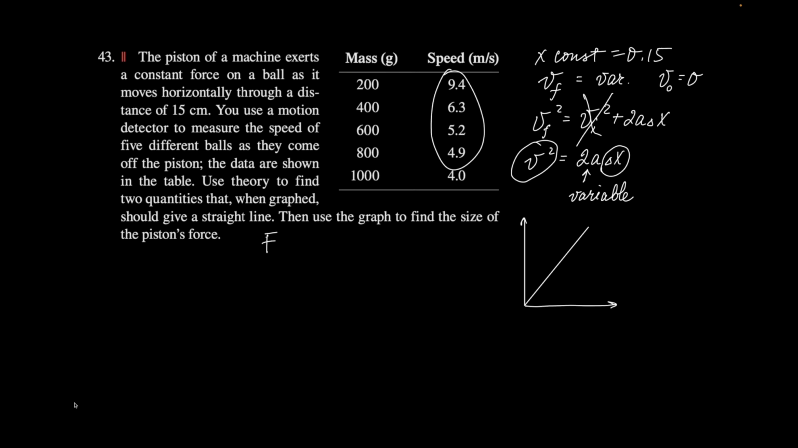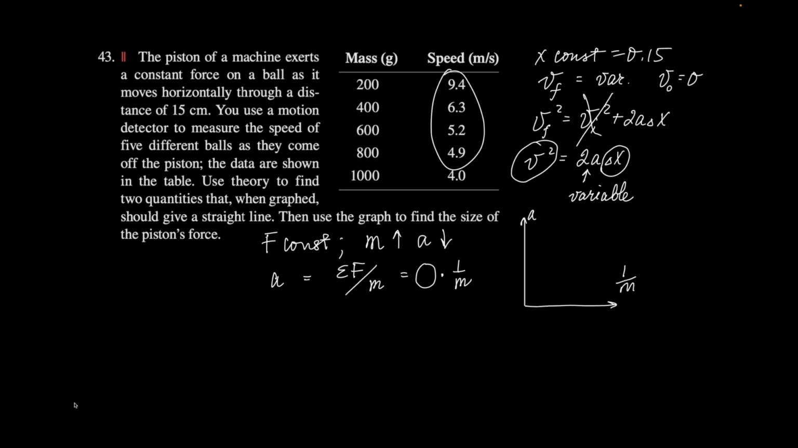So force is constant. So as mass grows, acceleration is dropping. So if I did something like mass versus acceleration, I wouldn't get a straight line. But what you should think of is acceleration equals force over mass. So it's like something times 1 over mass. So if I graph acceleration versus 1 over mass, that will be a straight line.